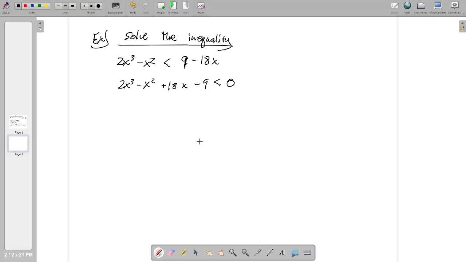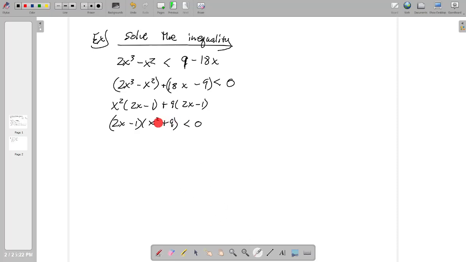Then what we want to do is factor. So I'm going to group the first two terms and the last two terms and factor out what I can. This is generally how we factor polynomials in the book that are degree 3. Factor an x squared out, we're left with 2x minus 1, and we can factor a 9 out, and we're left with 2x minus 1. Then we can factor the 2x minus 1 out, and we're left with x squared plus 9 times 2x minus 1 is less than 0.